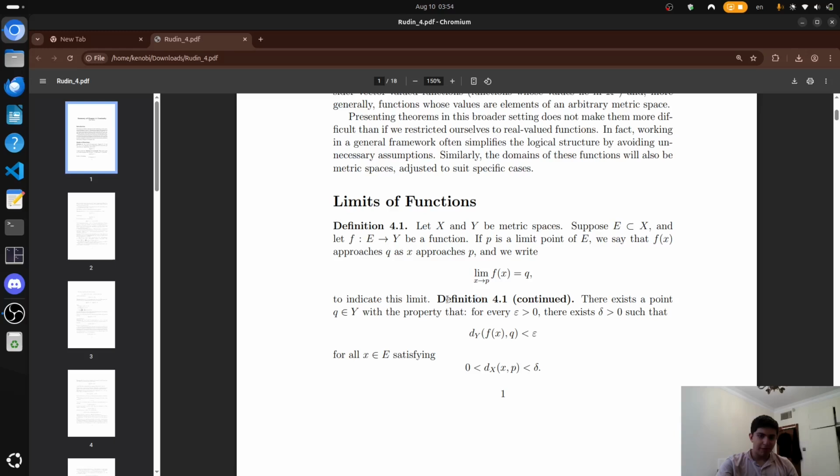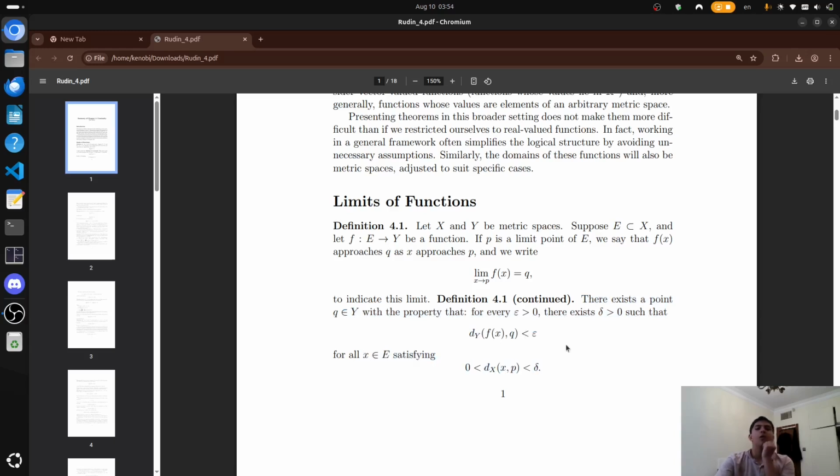And if we continue this definition, we're going to say that there exists a point q in Y with the property that for every epsilon greater than 0, there exists delta greater than 0, such that d_Y(f(x), q) is less than epsilon, for all x in E satisfying 0 is less than d_X(x, p) less than delta.